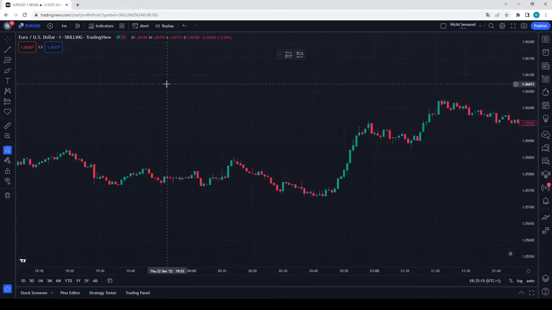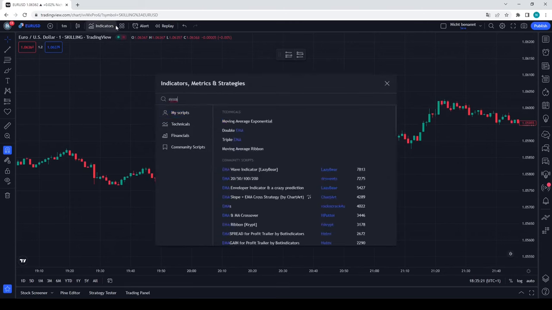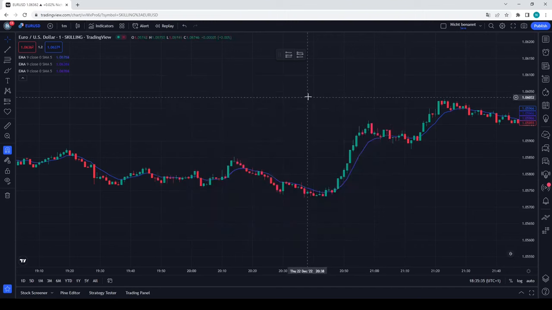So the setup for this strategy is very simple. All we need are 3 different EMAs. So we just type in the indicator section EMA. We need the moving average exponential and this 3 times. So 1, 2, and 3. We click 3 times on this one. And now we have to do some changes.